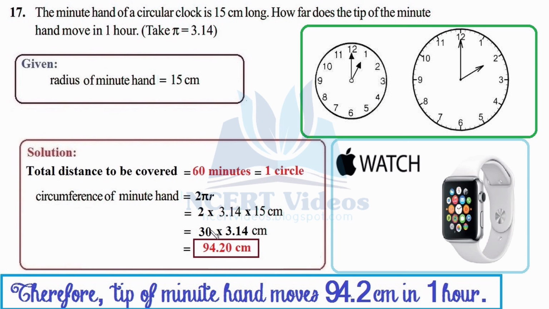Solve it. Forget 0, forget decimals. Multiply it. 4 3s are 12, 1, 3 into 1 is 3 plus 1 is 4, 3 3s are 9. Now fix this 0 in order to complete multiplication, and now visit decimals. 1 2 1 2. So 94.20 centimeter is the distance, that is how far this minute hand will travel. From this tip, like this, it will cover distance, and whenever it will reach this point in 1 hour, it will travel 94.20 centimeter.